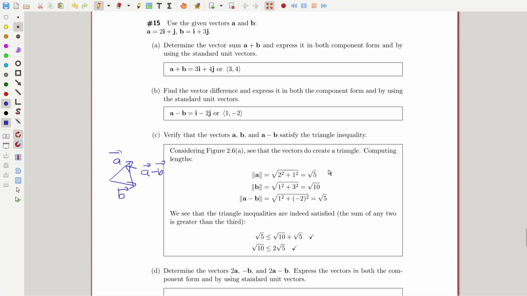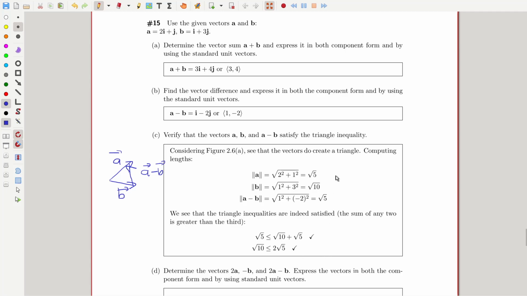And to verify that they satisfy the triangle inequality, we just make sure that if we add any two of them, it's greater than the third. And you can see that one of these checks actually ends up being duplicated. I can add root 5 to root 10 in two different ways. I can pick different ones of them. But the inequality that we end up constructing is this one, which is obviously true.